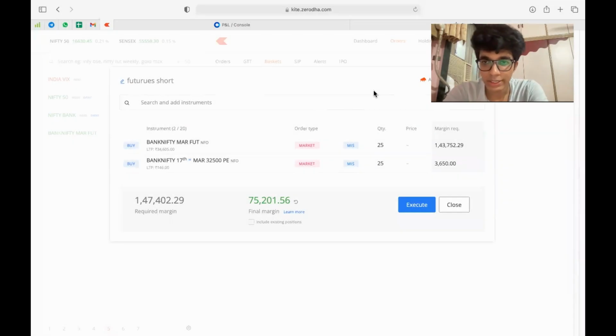Like I told you, if I were to take this, I would get a margin benefit of 75,000 and my capital deployed would be 75,000. So my return on investment increases. But because of that, I have to pay more charges as well.